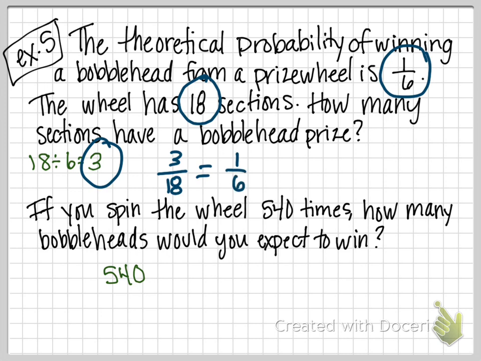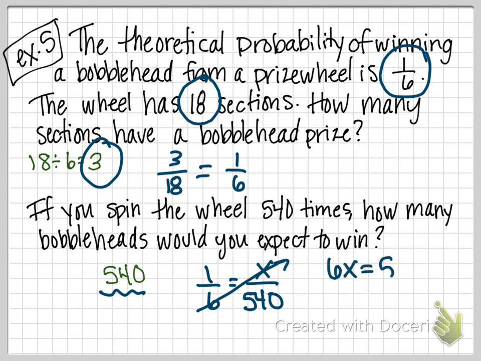So what should we do with this 540 and that information? Caroline? Put 1/6 and then x over 540, and cross multiply. Do you guys see that? 1 out of 6 times you win a bobblehead. How many times out of 540 do you win a bobblehead? Well, if we do our cross multiplication, x equals 90 bobbleheads. So you've got to give out 90 bobbleheads.